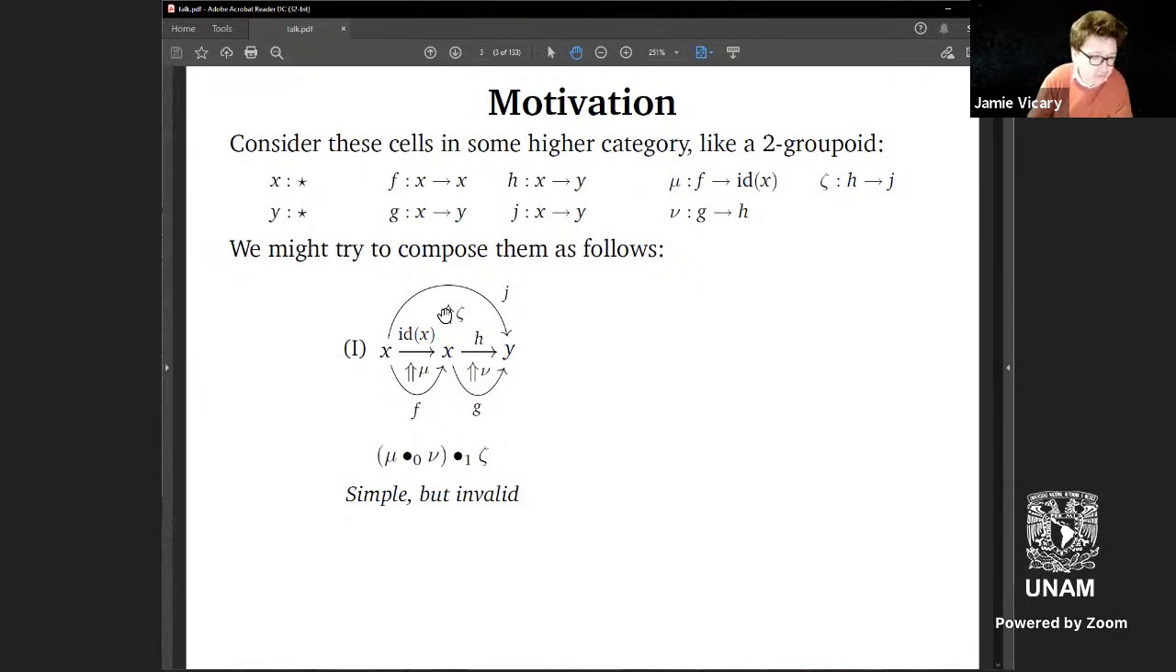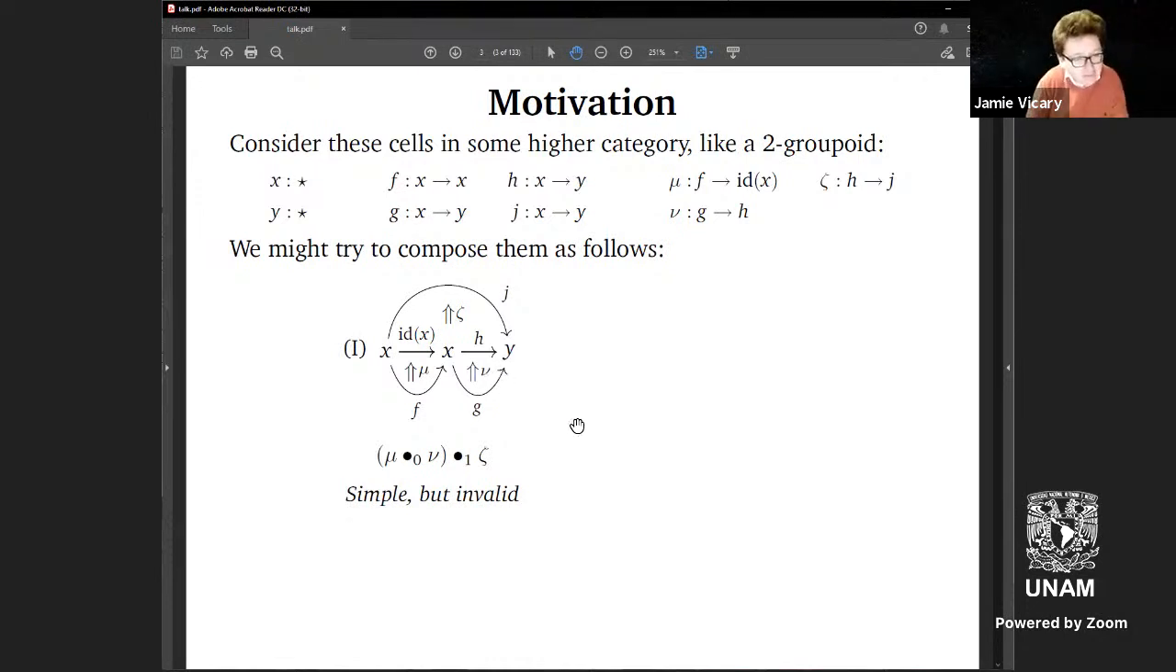But this is wrong, right? Because here, zeta is being pasted in with the source identity composed with h. But that's not allowed. This is an invalid composite in a weak 2-category because the source of zeta is not the identity composed with h. The source of zeta is h. So when we write this, we can say, okay, I know what you mean, but that's not really valid syntax.